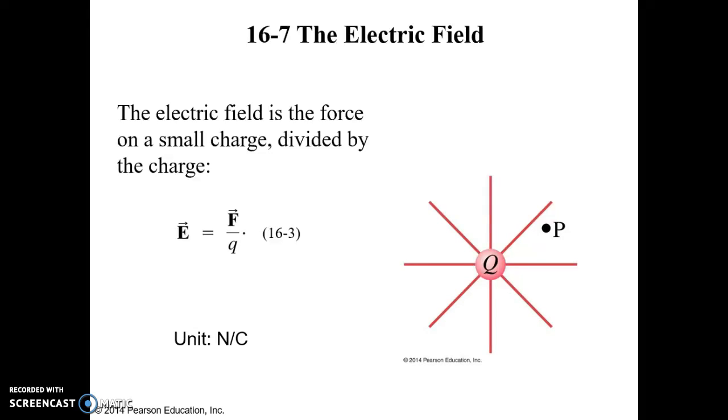Hello, class. Today we're going to discuss the electric field. Previously, we just discussed the electric force on a charged particle, but now we're going to discuss that the electric field strength can be calculated at a point around a charged particle. One equation to calculate the electric field strength is the electric force divided by the charge, and the SI unit for electric field is newton per coulomb.